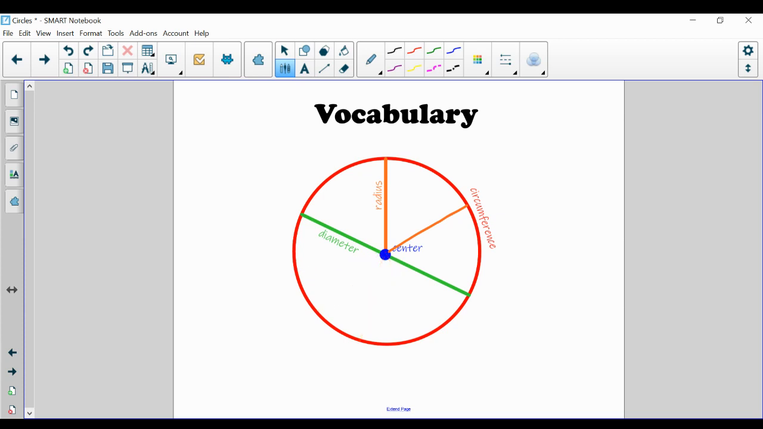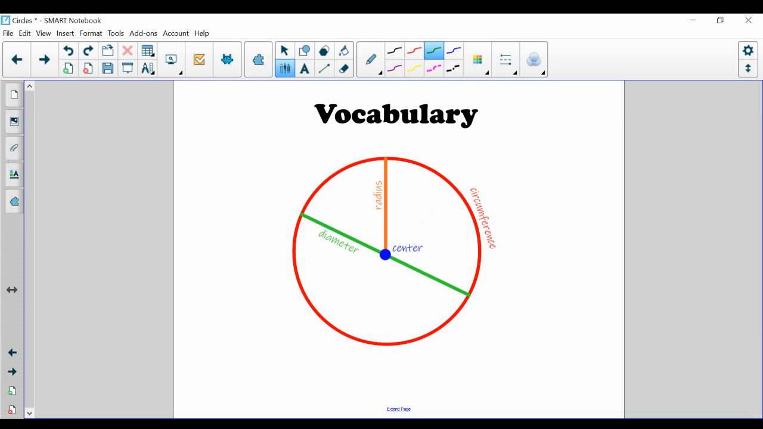The diameter is this green line here, and the diameter connects two edges of the circle, two sides of the circle through the middle. So the diameter again can be drawn anywhere, but the important thing is it goes from one end of the circle to the other and it has to go through the middle. So these could all be known as the diameter. And again, it has to go through the middle of the circle.